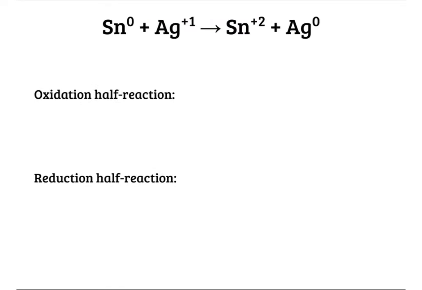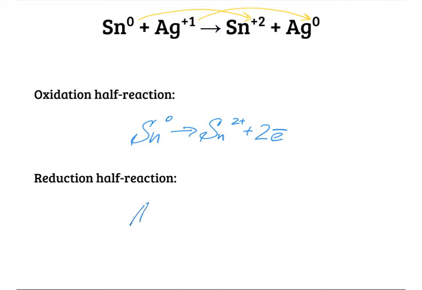In this reaction, tin gets oxidized. 2 electrons were lost. This is why the charge of the tin increases by 2. And silver is getting reduced. Its oxidation state goes down, so it accepts electrons. But judging by the charge that we observe here, the silver accepts only 1 electron to become silver atom with the oxidation state of 0.